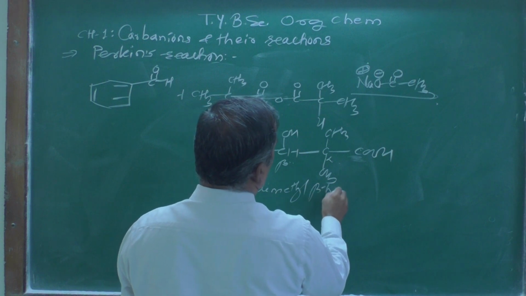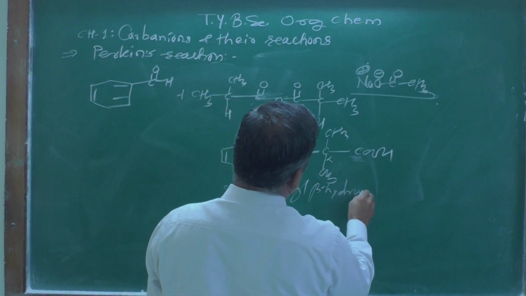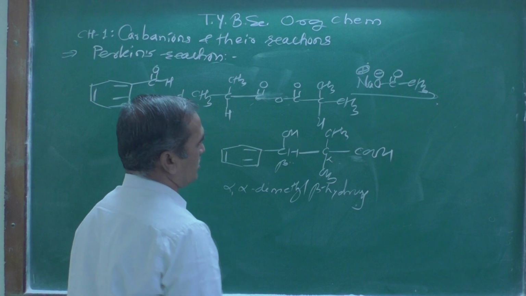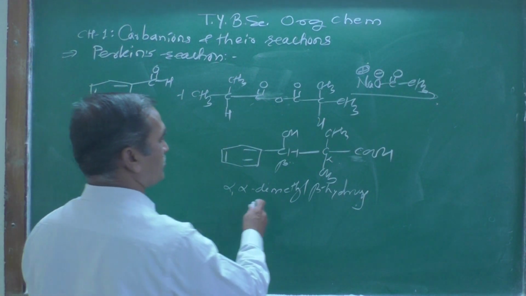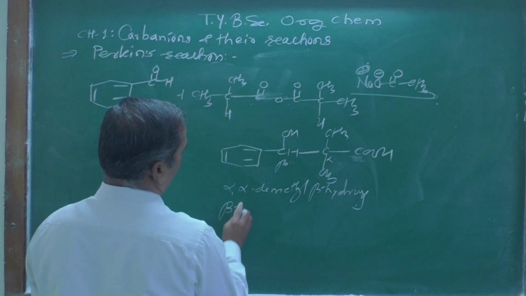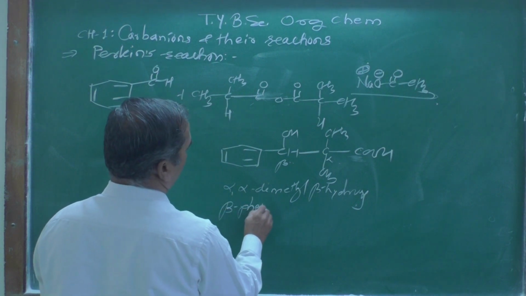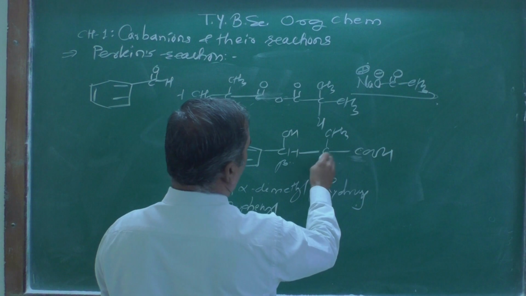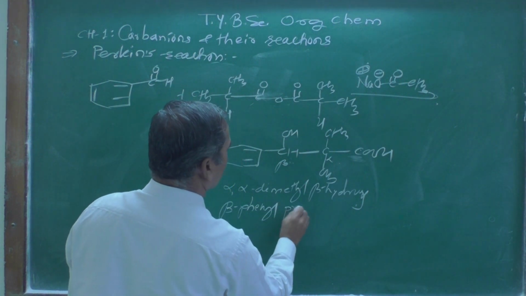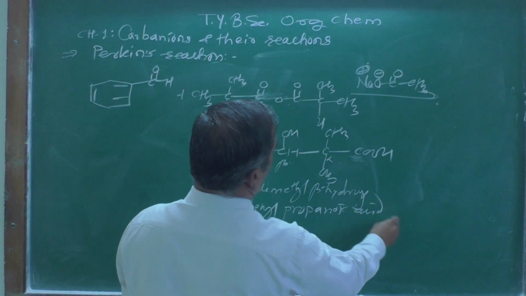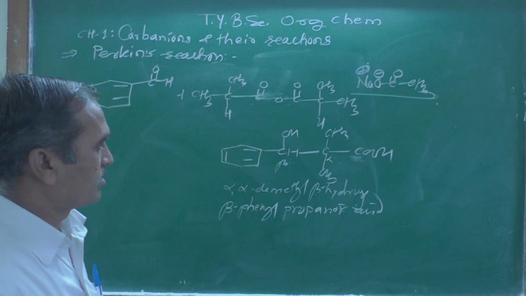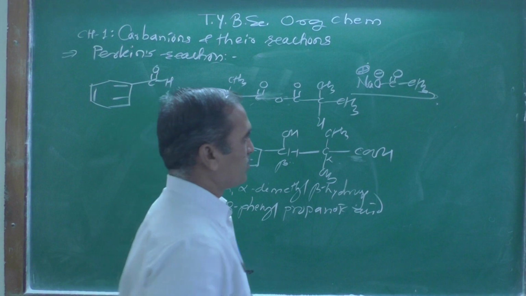beta hydroxy beta phenyl, 1 2 3, propanoic acid. This will be what we can call the IUPAC name of this compound.